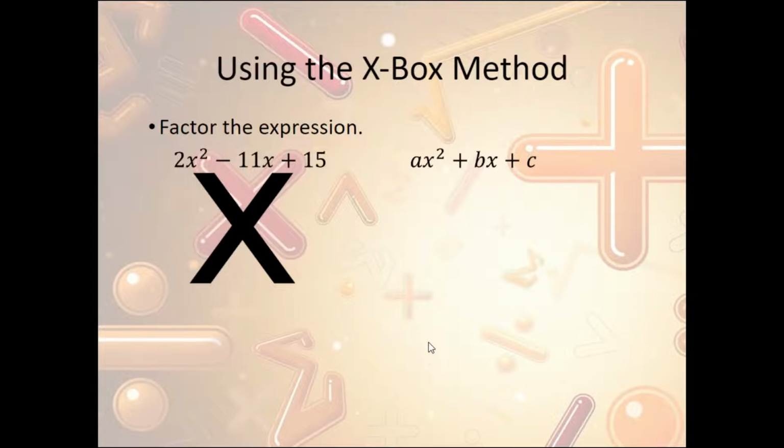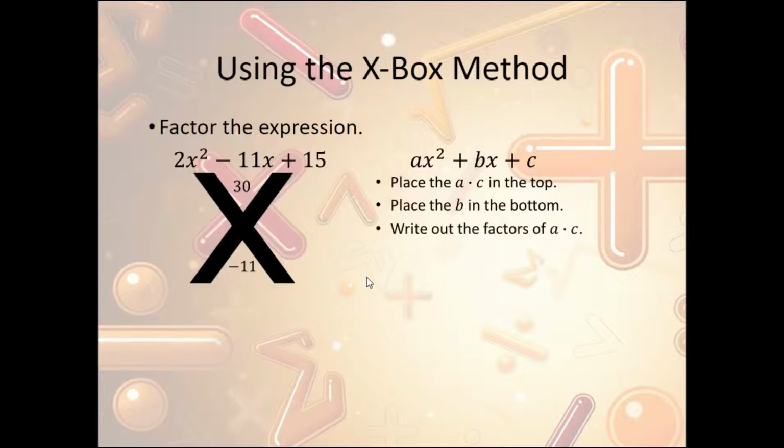Let's look at another example. We have 2x squared minus 11x plus 15. So again, put a times c in the top. So a times c is 2 times 15 is 30. And put b in the bottom, which is -11. So we need two numbers that multiply to get 30 and add to get -11.